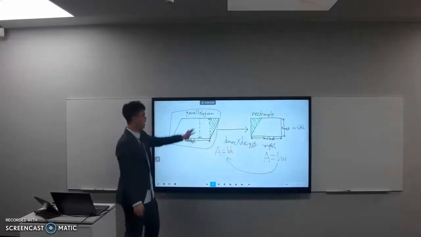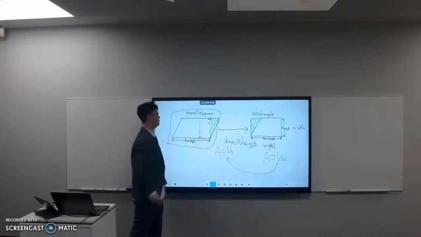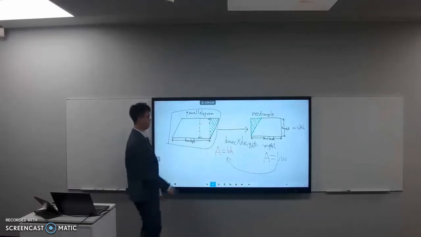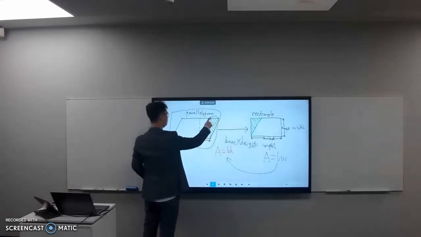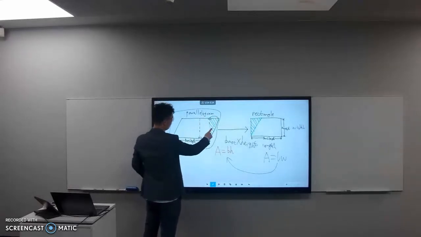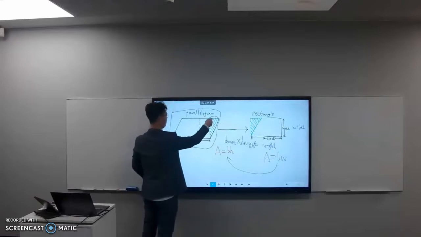And if this height is not given to you directly, but this section is given to you, you can use the right angle trick to figure out the height.